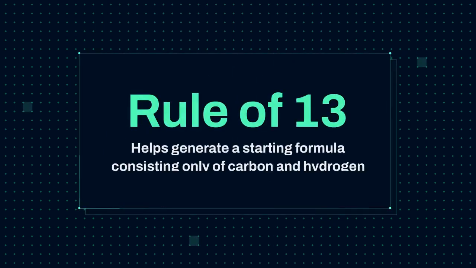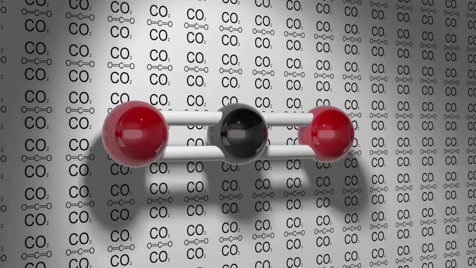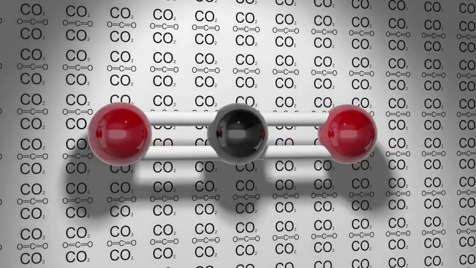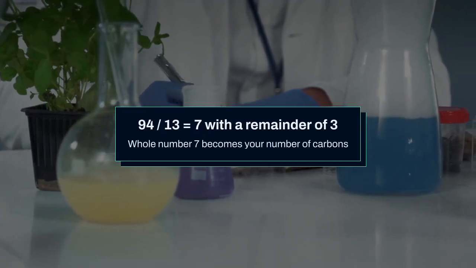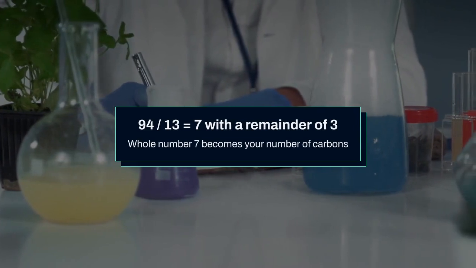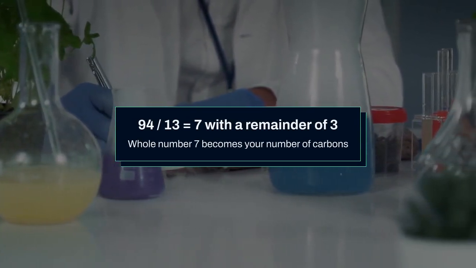Once you have this number, the next step is to find a possible base formula using the rule of 13. This rule helps generate a starting formula consisting only of carbon and hydrogen. You simply divide your molecular weight by 13, which is the approximate mass of a CH unit. For our example of 94, dividing 94 by 13 gives you 7 with a remainder of 3. The whole number, 7, becomes your number of carbons.